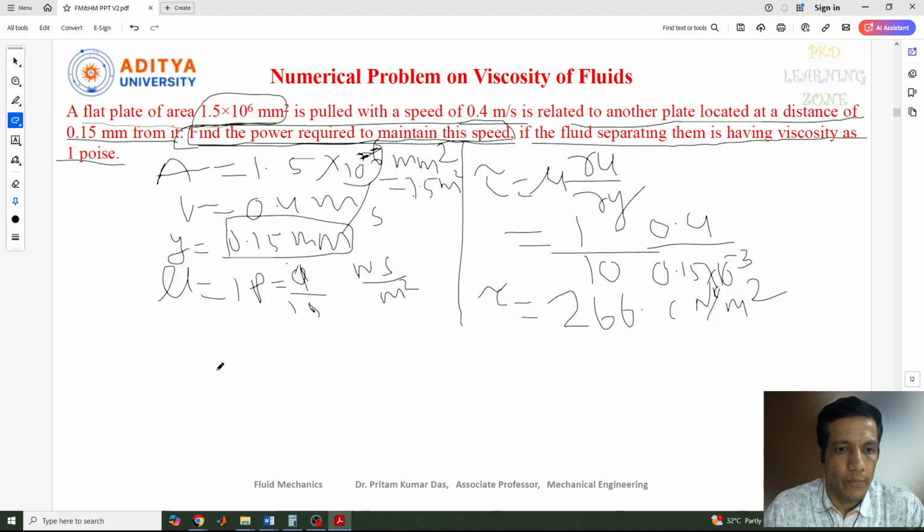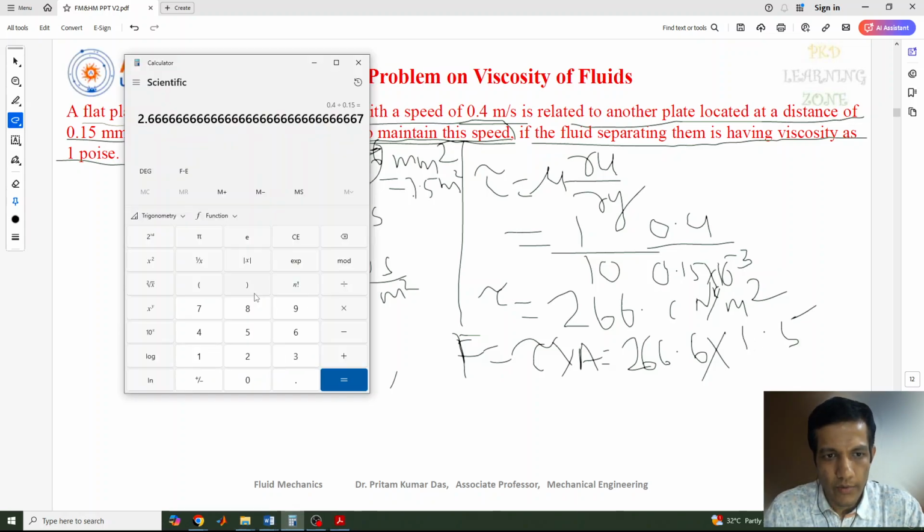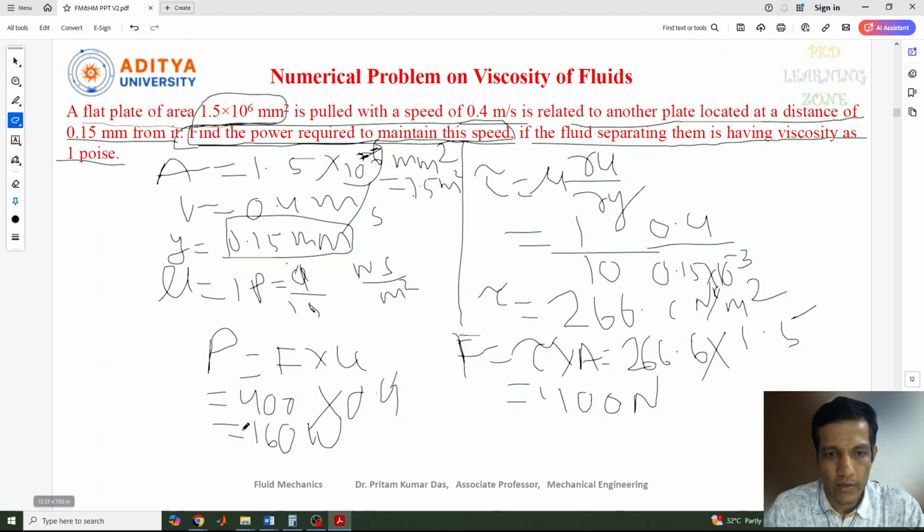Now the next thing is we need to find the power required. Power required is P equal to force into the velocity applied. So we need to find the force now. We know that tau equals force by area, so force equals tau into area. The area is given there. So 266.6 into this area of 1.5, that is near about 400 Newton. So 400 Newton we multiply by 0.4, so near about 160 watt power is required.